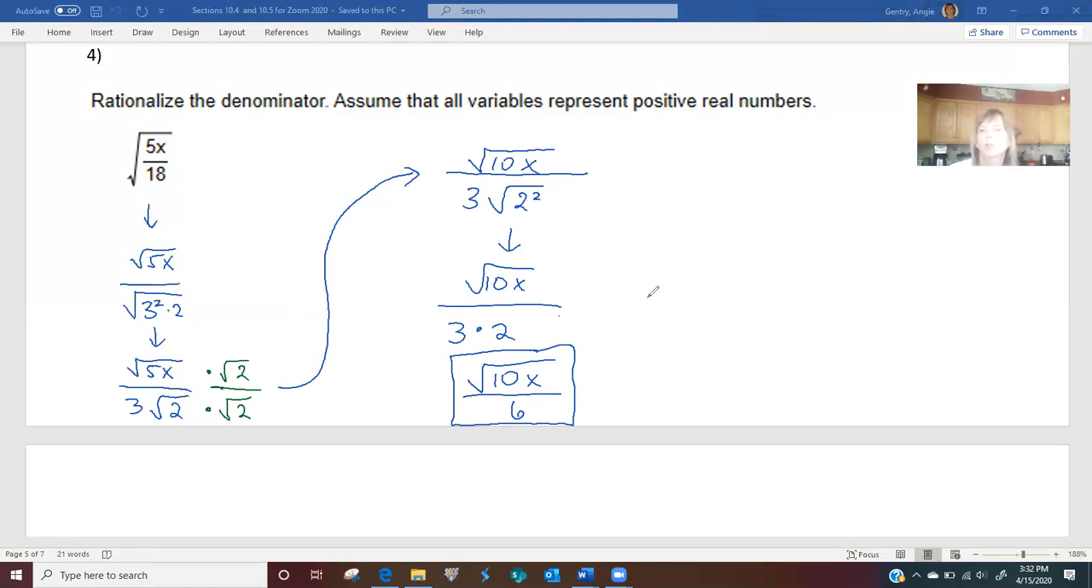So if you ever want to check this stuff without worrying about the x right now, you could just say, as far as the decimal number, does the square root of 5 divided by 18 equal the square root of 10 divided by 6 without a radical?